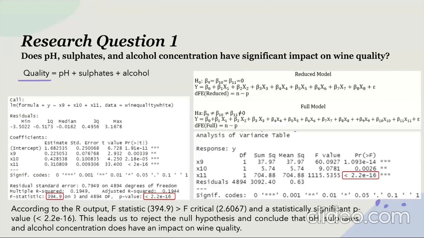The reduced model is shown here with degrees of freedom n minus p. The full model also has degrees of freedom of n minus p. According to the R output, the F statistic is greater than the F critical value, and there is a statistically significant p-value less than our alpha value of 0.05. This leads us to reject the null hypothesis and conclude that pH, sulfates, and alcohol concentration do have an impact on wine quality.